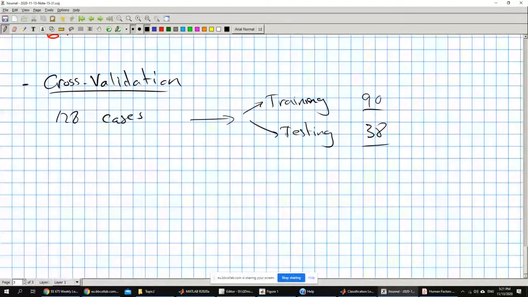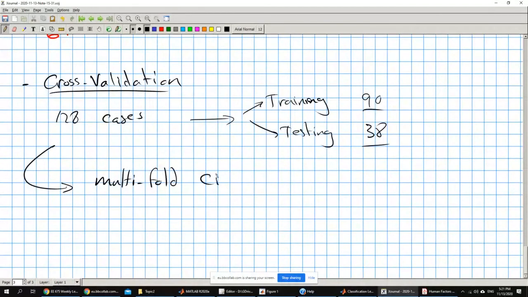The problem with that is sometimes the testing cases might be close to what you have in the training cases. Sometimes you get combinations of training and testing that will give you performance that is much higher than what is actually obtainable. So what people do in order to be able to handle that is something called multifold cross-validation.